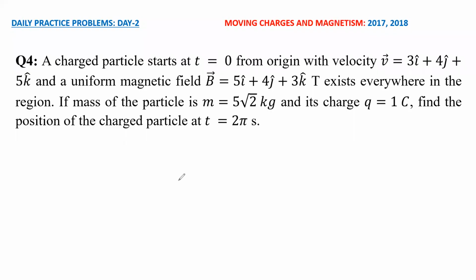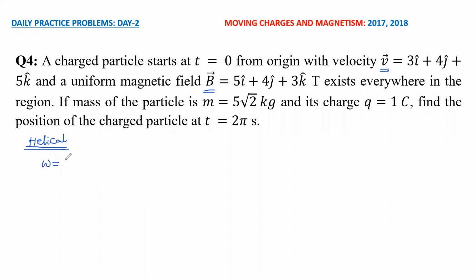So guys, please read through the problem and then look at my solution. So here it is clear that the magnetic field B bar is uniform and the velocity V bar is neither parallel nor perpendicular to it. And therefore, the only path possible in such a case is a helical path.